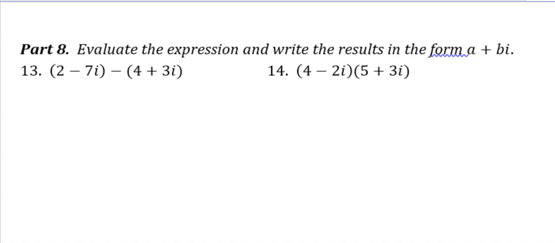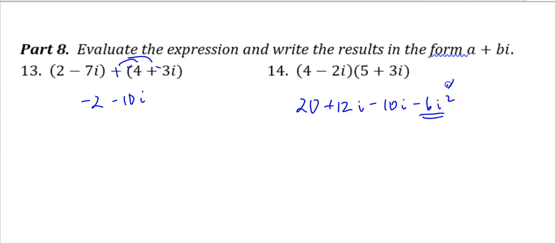Okay, so let's just evaluate, put it in the right form here. So that's subtracting. So I like to change the sign of the stuff in there. So 2 minus 4 is negative 2. Negative 7i minus 3i is minus 10i. And that's a plus bi form, so that works. FOIL it, we get 20 plus 12 minus 10i minus 6i squared.